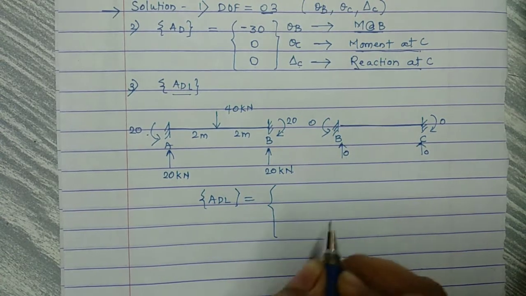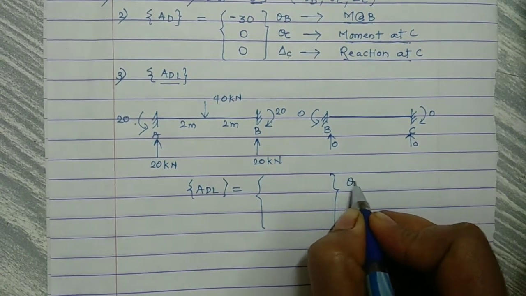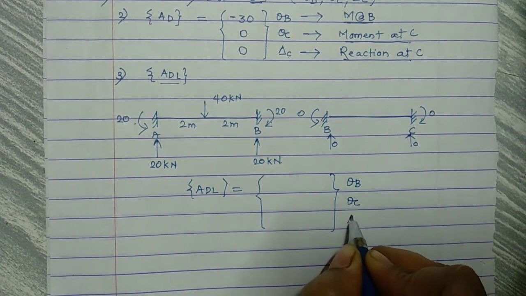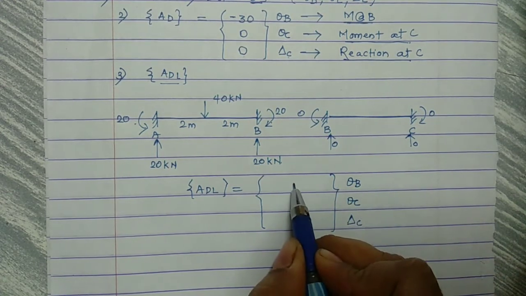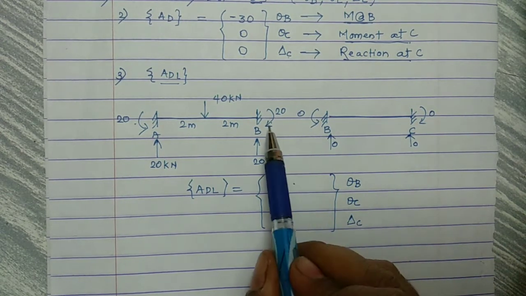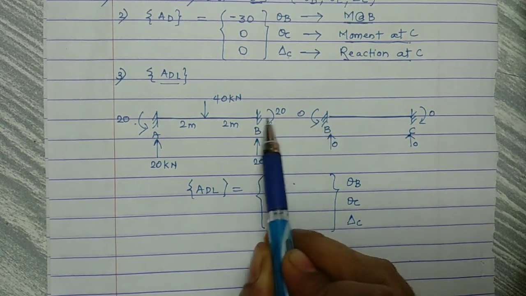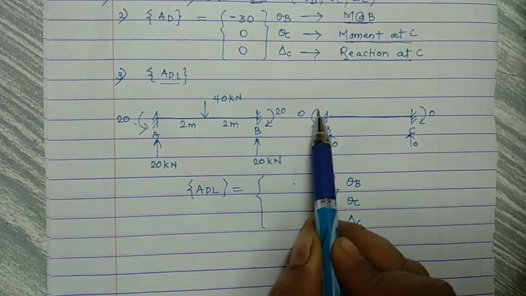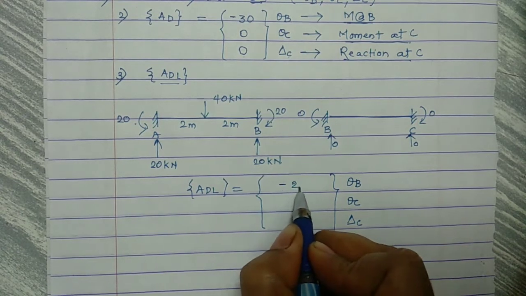In the ADL matrix there will be three elements: first, the action corresponding to theta B, then the action corresponding to theta C, and the action corresponding to delta C. The first element is the moment at B. From the restraint figure at B support, the moment is this clockwise 20 and here this is 0. So the total moment is minus 20.